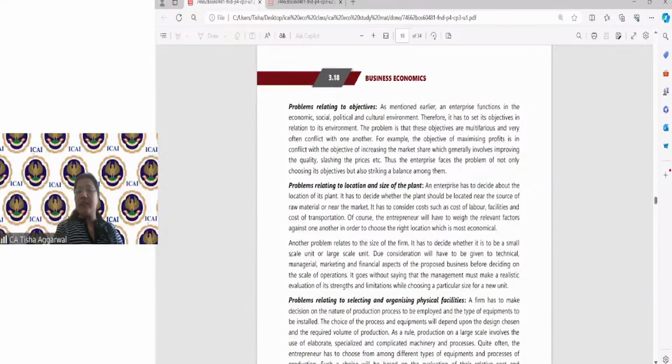Another problem that emerges is this: when we are doing the business, what should be the scale? The scale of the business says what it should be like. Should it go small scale? Should it go large scale? What are the financial aspects of it? What are the technical aspects of it? What are the managerial aspects of it? What should be the size of my business? That is my another problem. Next is the problem relating to the selection and the organization of physical facilities.